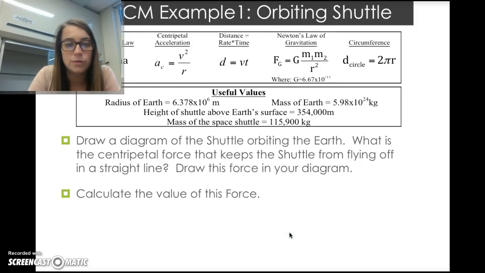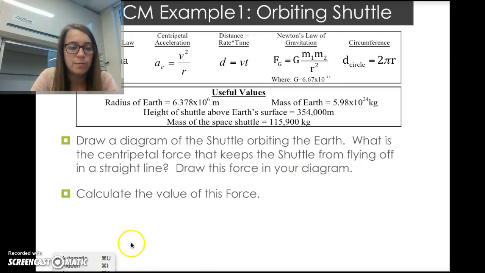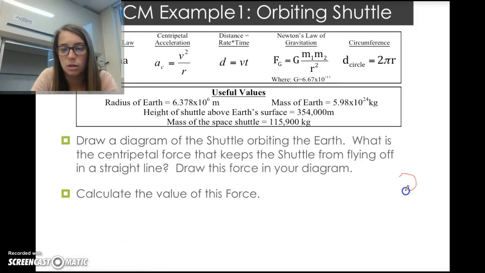All right, so first things first, I want you to draw a diagram of the shuttle orbiting the Earth. What is the centripetal force that keeps the shuttle from flying off in a straight line? Draw this force in your diagram. So let's go back. I'm going to draw this for you. Here's the Earth, and I'm going to make my shuttle a star because it's hard to draw in here, and the shuttle's going in this path. It's supposed to be a circle, not a very good circle.